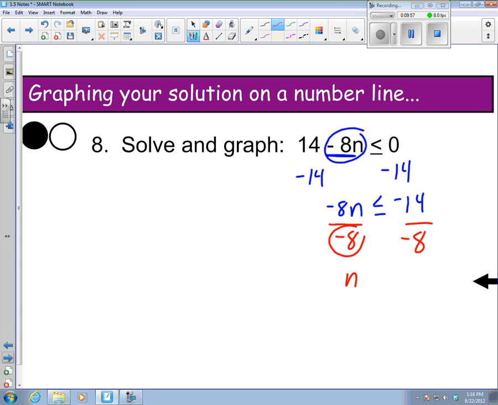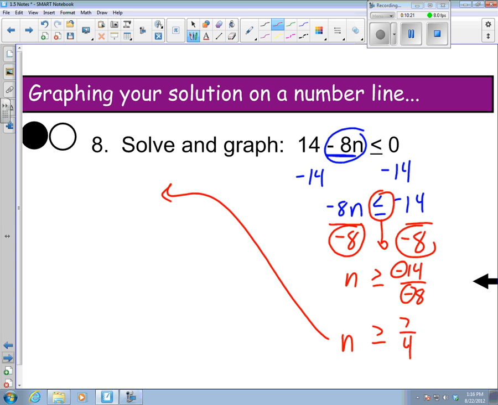Now, I'm dividing both sides by a negative, so I've got to flip my inequality symbol to greater than or equal to. Negative 14 over negative 8. Well, a negative divided by a negative is a positive. So that means n is going to be greater than or equal to positive. I can reduce 14 and 8 both by 2, so that is 7 over 4. Or you could say n is greater than or equal to, if you divided it out, 7 divided by 4, 1.75.